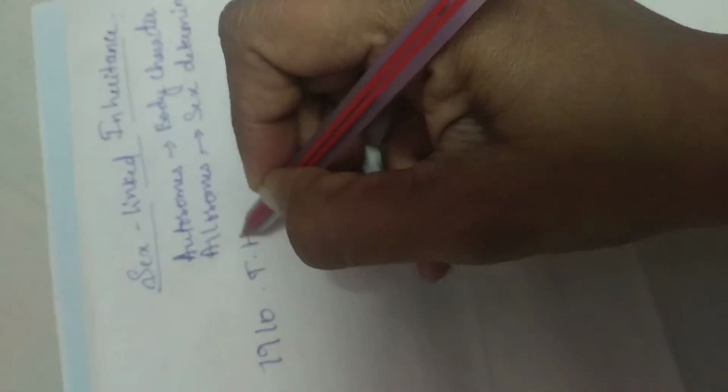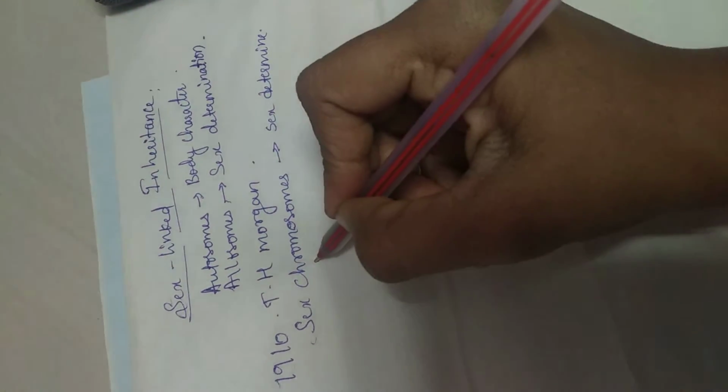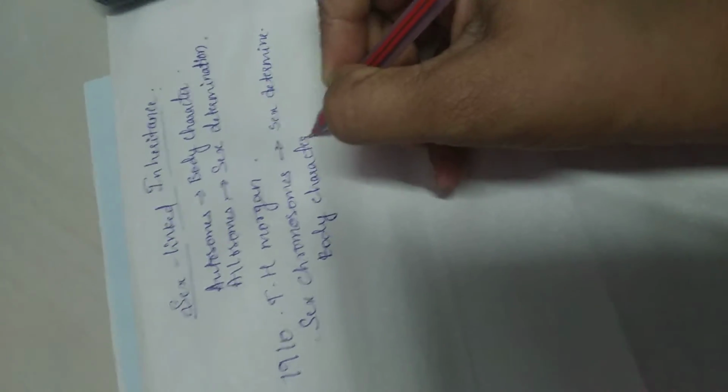This we knew first, but in 1910 T.H. Morgan discovered there are some characters which are sex linked. What he tells is that sex chromosomes not only determine the sex, but they also carry body characters or somatic characters. They also carry body character genes or somatic character genes.